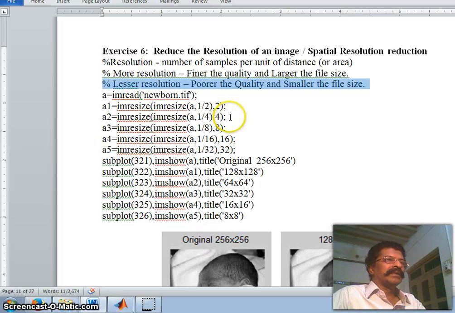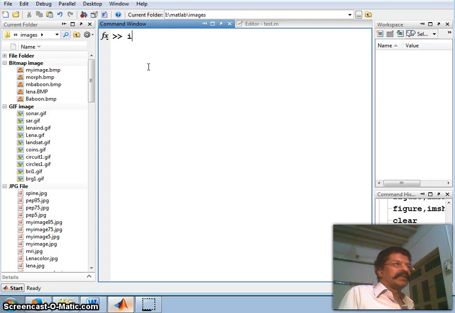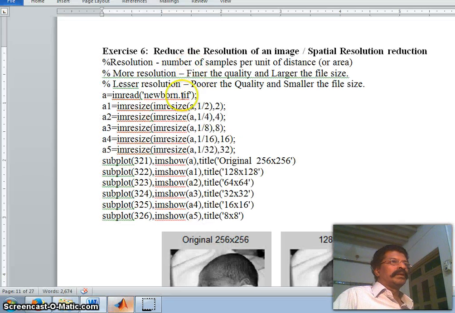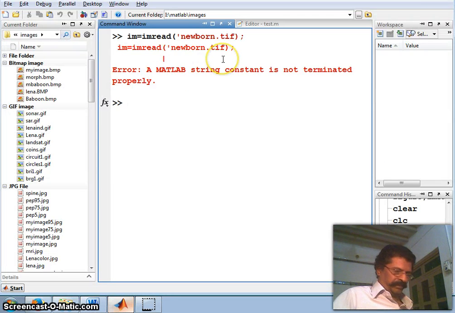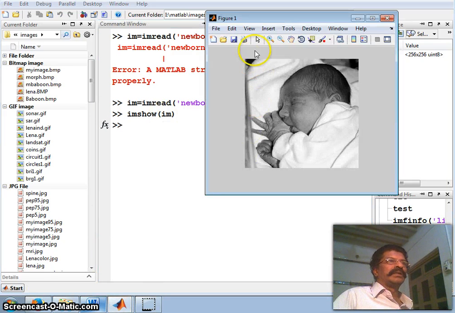So for this, let us write how we can achieve this in MATLAB. I have started MATLAB. Now I will take im equals imread, and I will take the file newborn.tif. I did not put the quotation marks here, therefore newborn.tif. Now let us see that image. So imshow the image im. Now you can see that this is a 256 by 256 image.